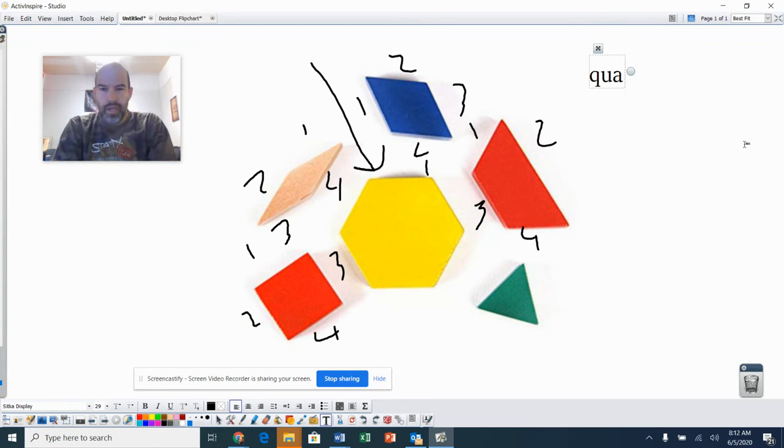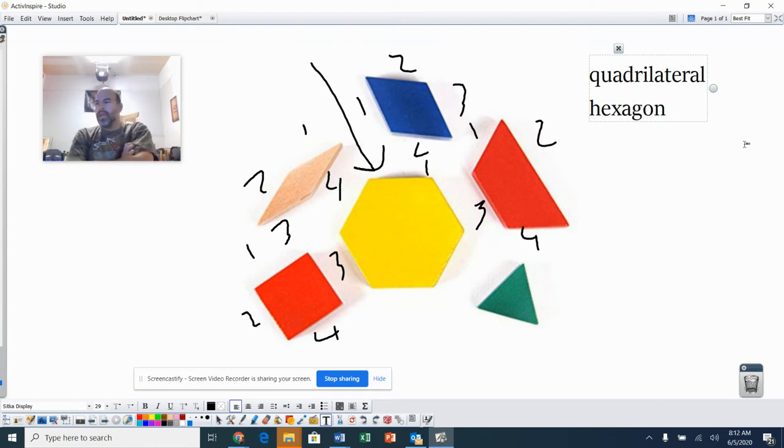So we have the, oops, got an I in there. Quadrilateral. All right. That's our shape with four sides. And then we have this one here with six sides called a hexagon. All right. So a hexagon that is common with our pattern blocks looks like this.